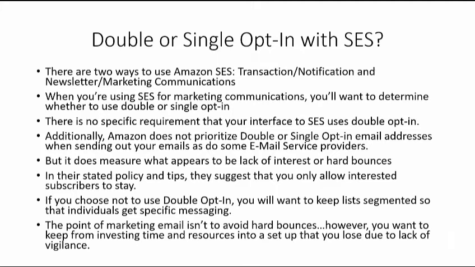Of course, the point of email marketing is not to avoid hard bounces. You do, though, want to keep from investing time and resources into a system like Amazon SES and losing it due to a few simple things that you can put in place. So if you choose not to use double opt-in, make sure that you're keeping your messaging specific and segmented.